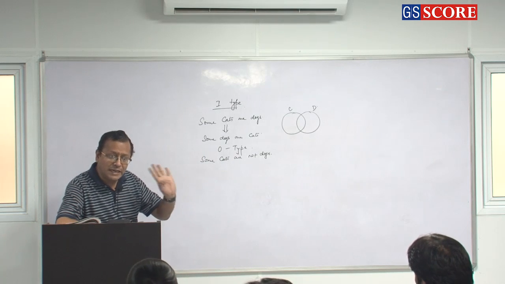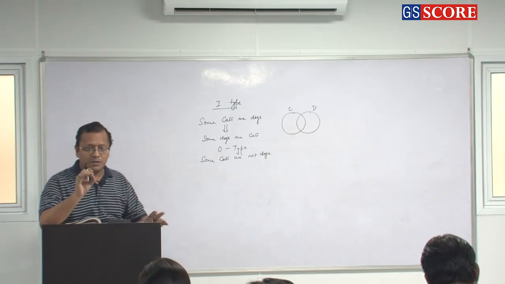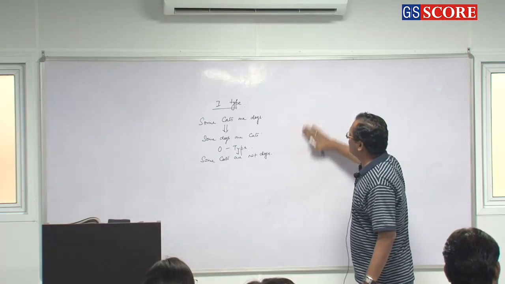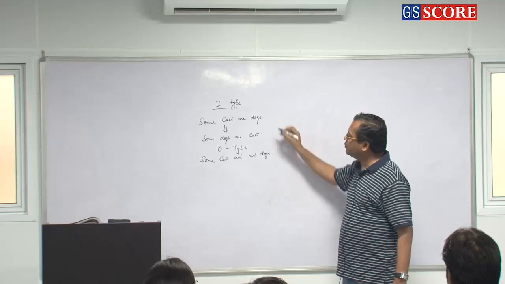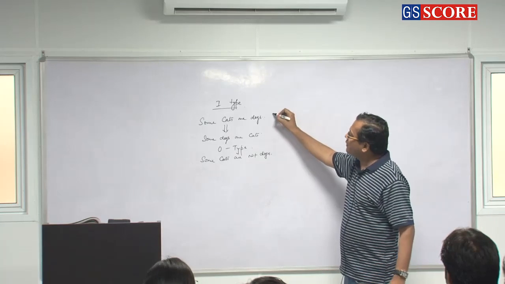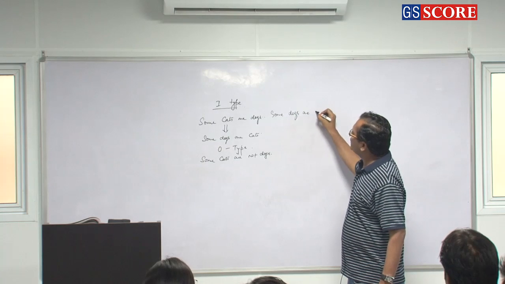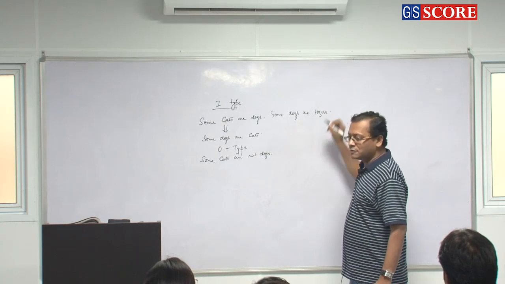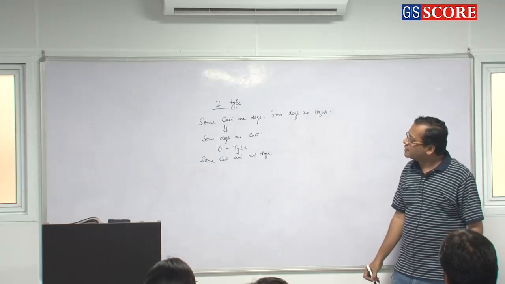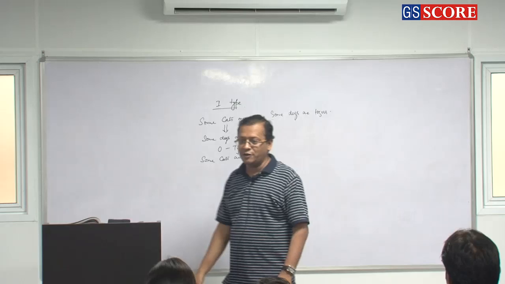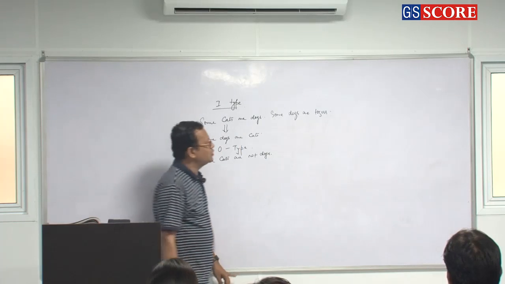Clear or not? Only remember these four and then I give you some examples. Now you can also say, see the beauty and follow the Venn diagram. If I say some cats are dogs, some dogs are tigers, so can we say some cats are tigers? Yes or no? Never. No.